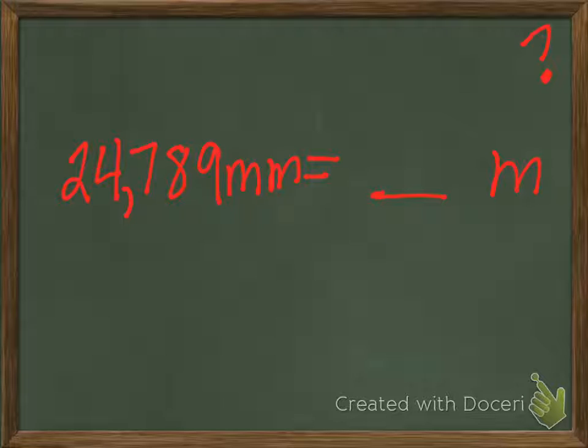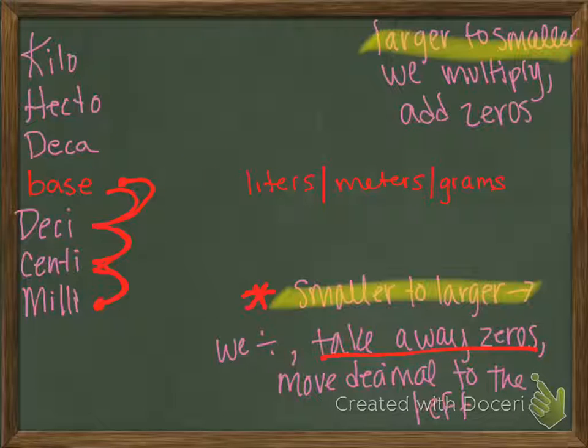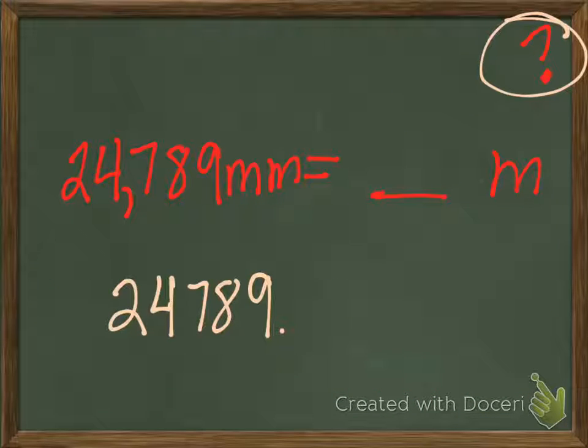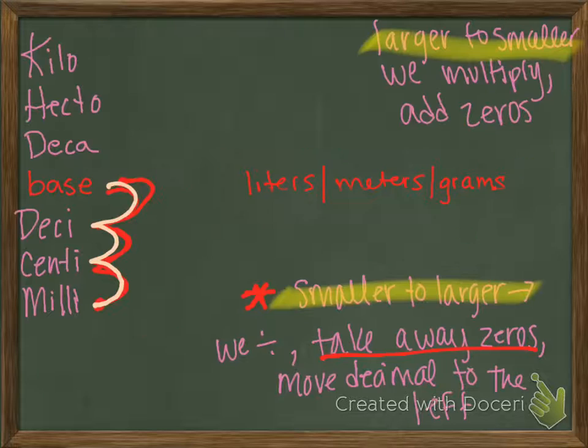So that means I have to write my number and add a decimal at the end, and you tell me the answer. You tell me how many times you move the decimal. You should have said I moved the decimal 1, 2, 3 places to the left. 1, 2, 3. So your answer should have been 24.789 meters. Very good.